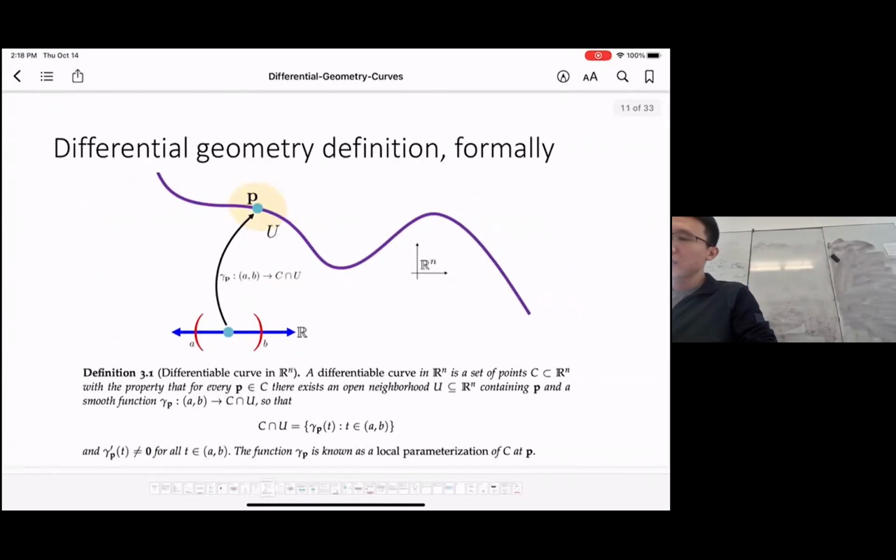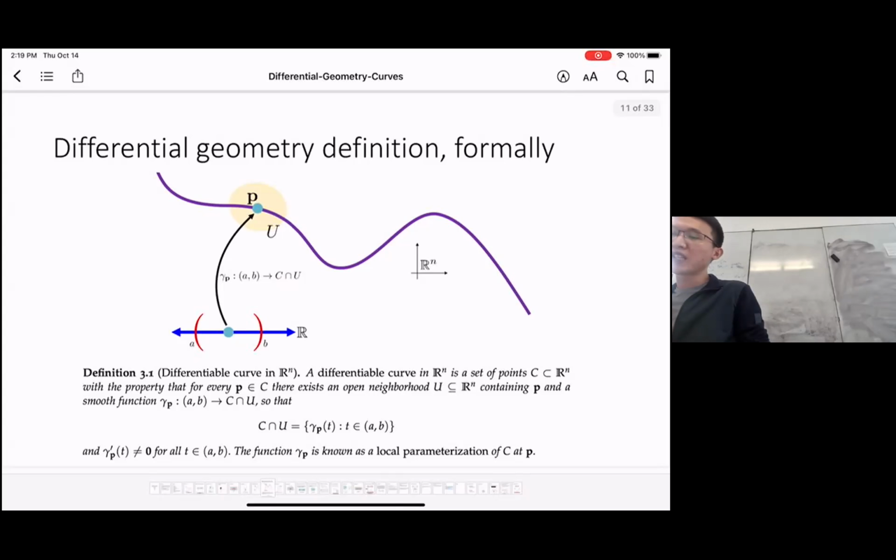Mathematically speaking, we have this definition here: a differentiable curve in R^n, we are saying it more generally in R^n, is a set of points C belonging to R^n with a certain property. This property is that for every P in C, there exists an open neighborhood U containing P, and there exists a smooth function gamma_P that maps an interval (a, b) to the intersection of my curve and this open region, so that I have some further restrictions. For example, the first derivative of this gamma_P cannot be 0.